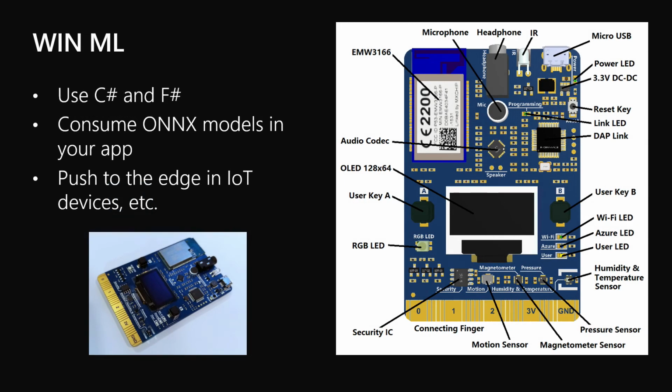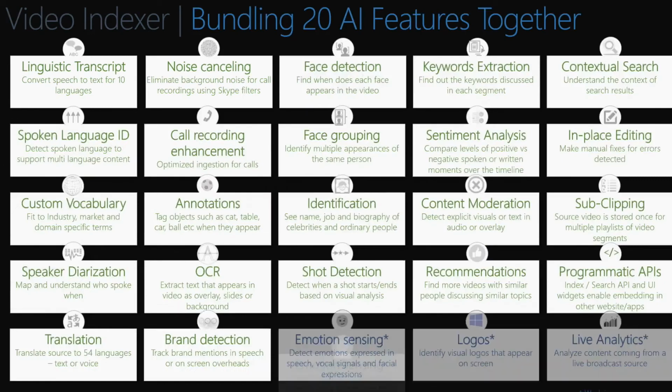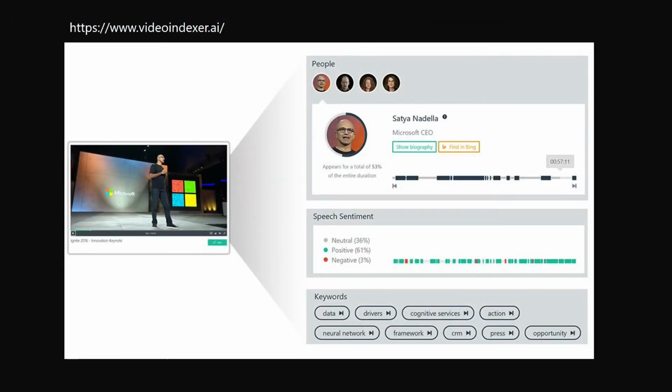Anyway, that's an edge computing device I have here if you want to see it. Video Indexer does a bunch of stuff. That's what it looks like. Those are the little bubbles there. You click on that and it tells you how long they've talked and where they've talked. It pulls out keywords, and it's pretty amazing.